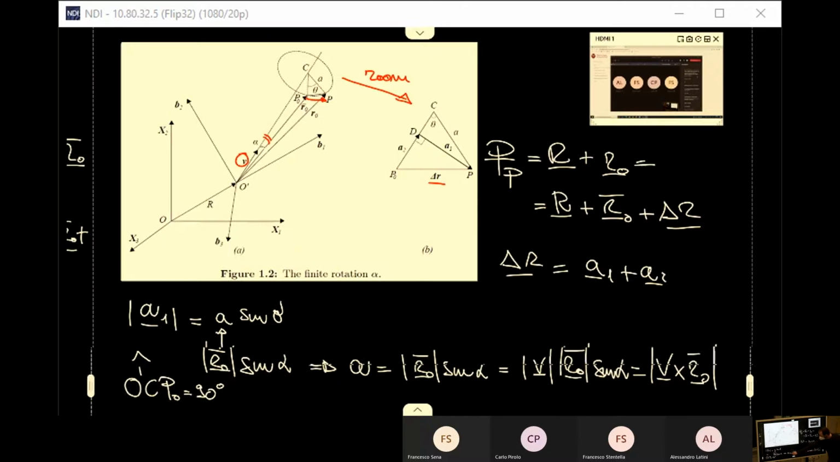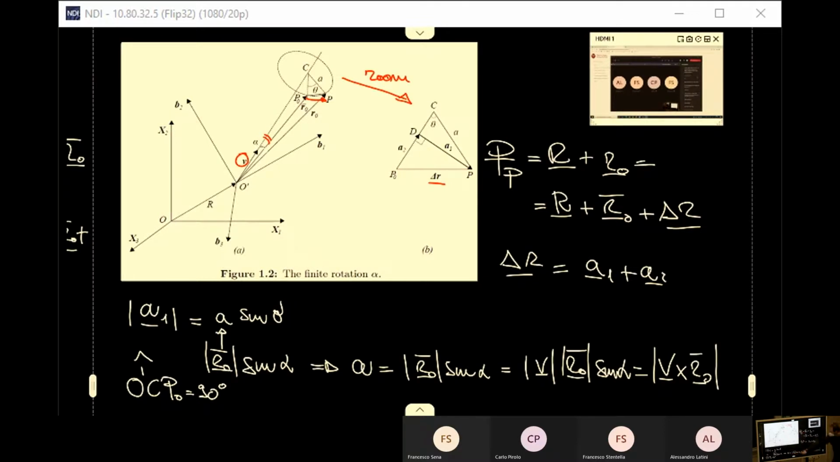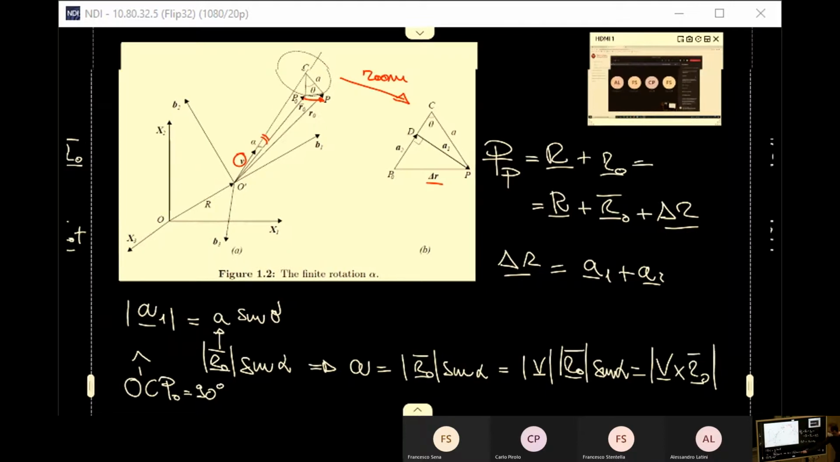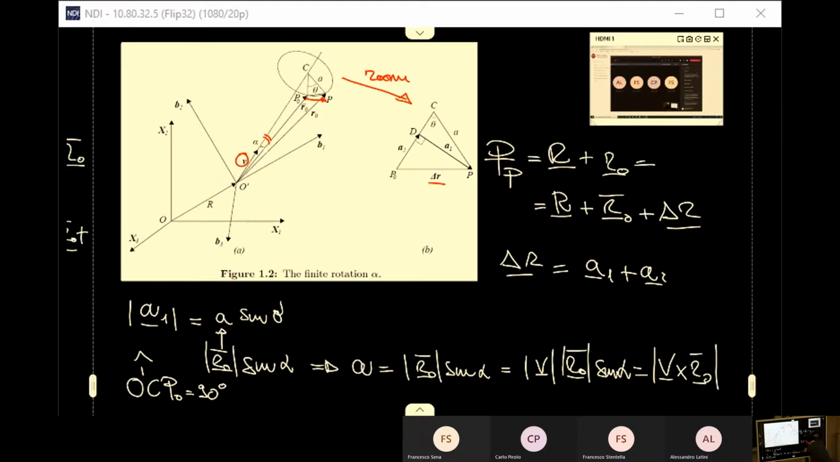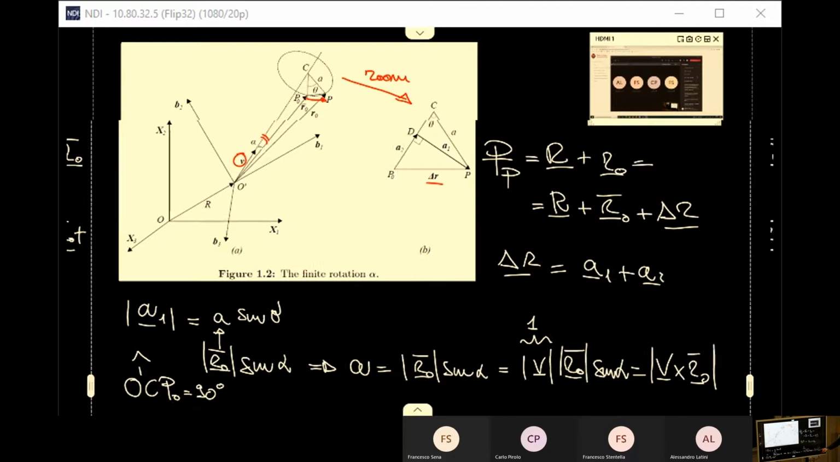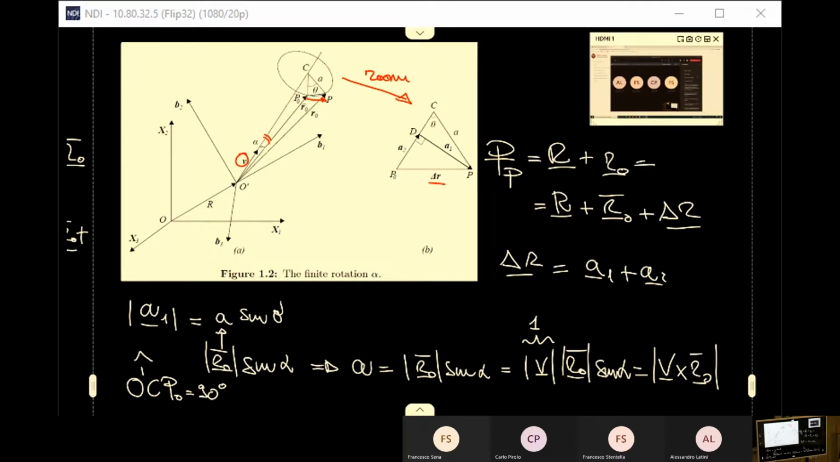So we start from A. From the drawing, we saw that it can be expressed as R0 over bar times sinus alpha, multiplied by 1, basically, because this is the modulo of V. V is a unit vector identifying the axis of rotation, so there is no difference, because this is 1. But this is exactly the definition of the module of the vector product. So A is the module of the vector product V times R0 over bar.